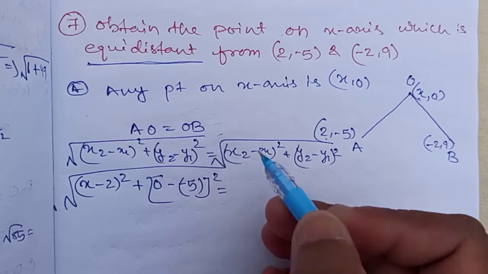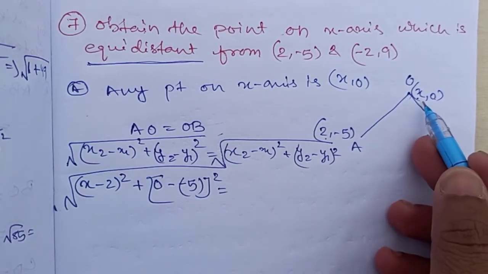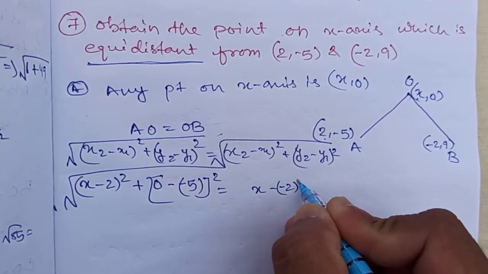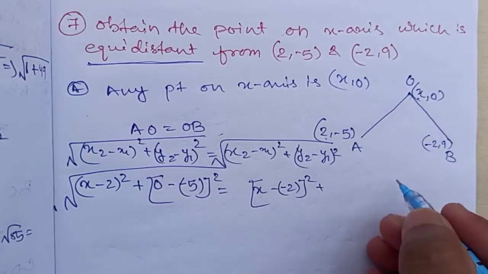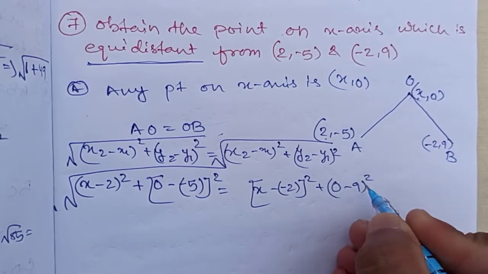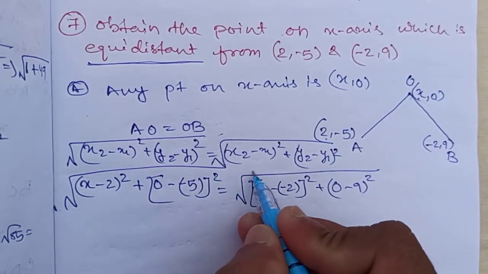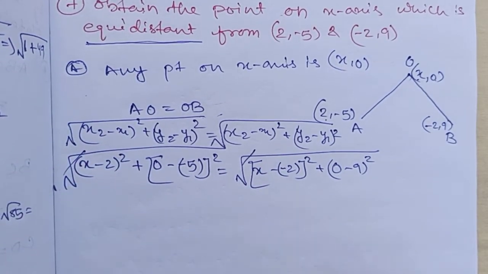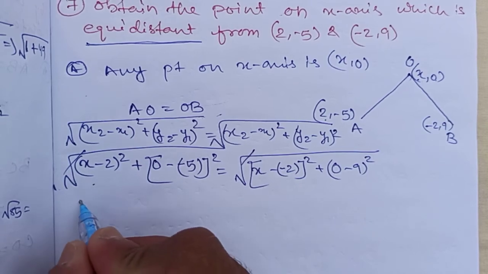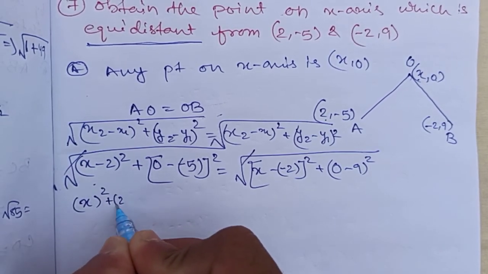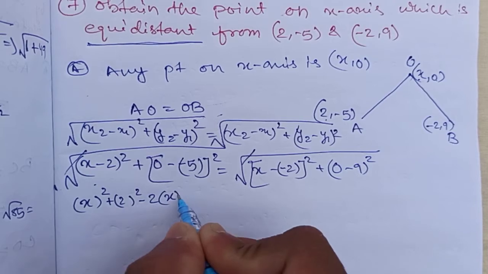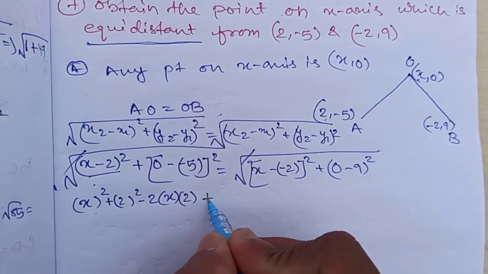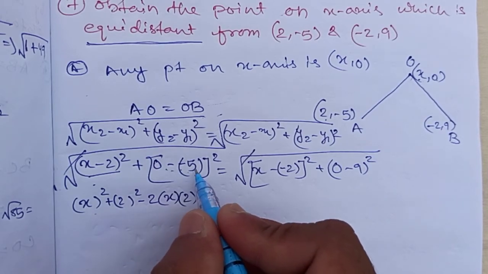Now the distance of OB: x2 minus x1, so x minus minus 2 I will take, (x minus minus 2) whole square plus (0 minus 9) whole square, all under the square root. From both sides cancel the square roots. Now use the (a minus b) whole square formula, that is a square plus b square minus 2ab.